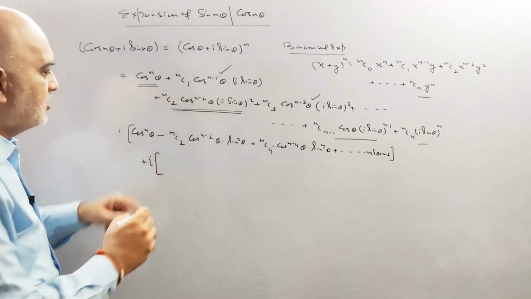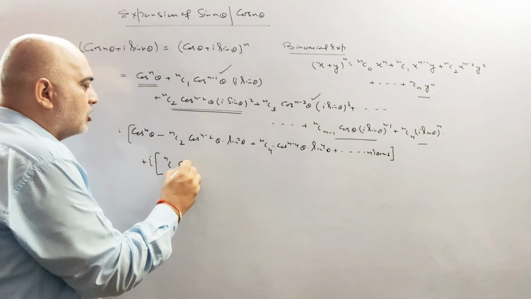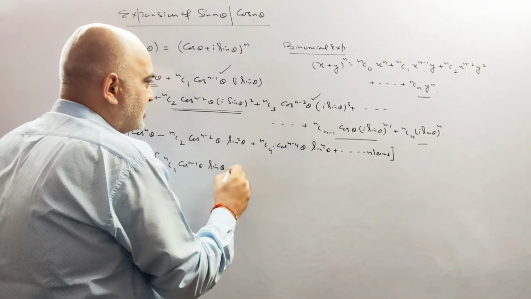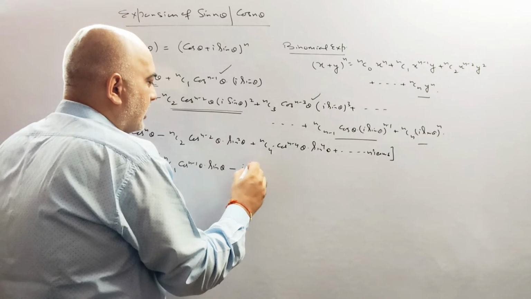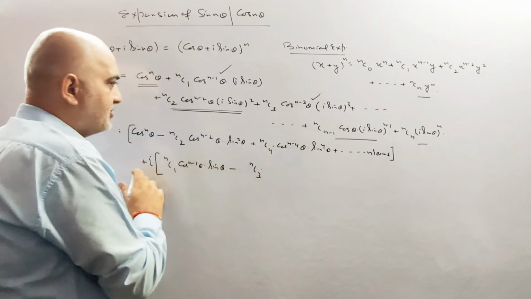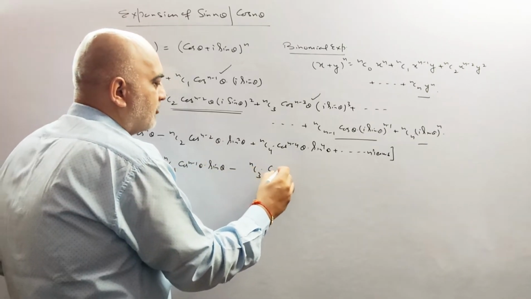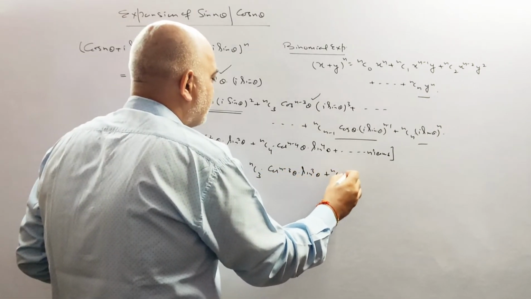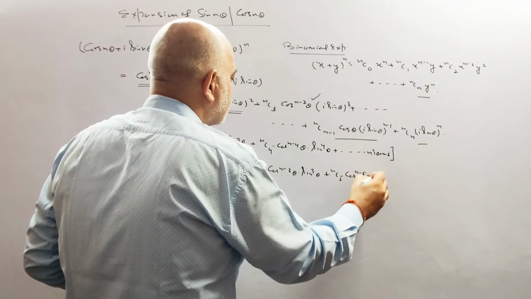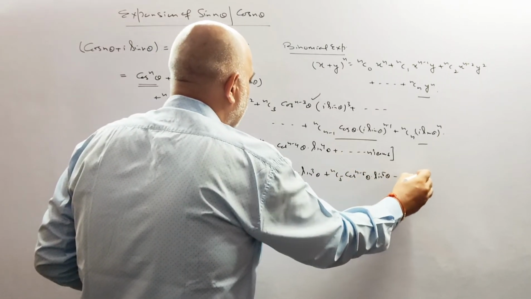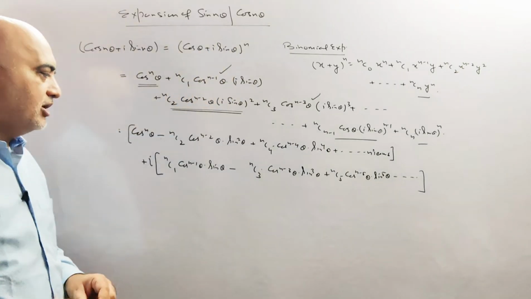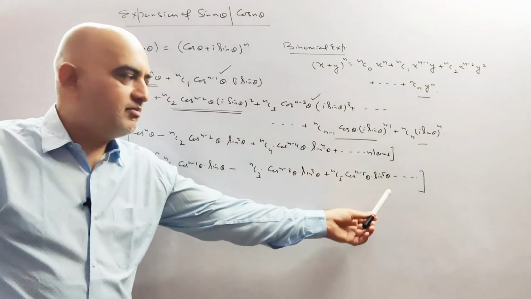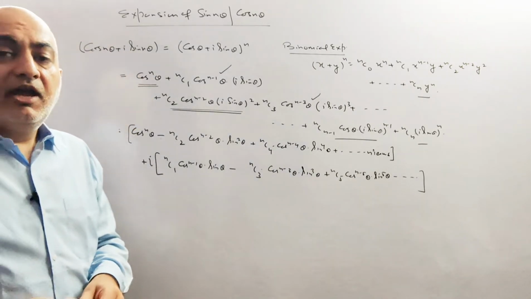So it is an imaginary part we are taking here: nC1 cos^(n-1) theta sin theta, and this is nC3 with minus iota, with iota outside of this bracket, and that is cos^(n-3) theta sin cube theta, plus nC5 cos^(n-5) theta sin^5 theta. In this way, we can find out the imaginary part of the right hand side. So this is the real part of the complex number and this is the imaginary part of the complex number, and we know that.